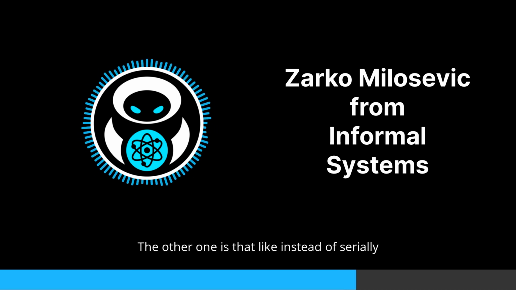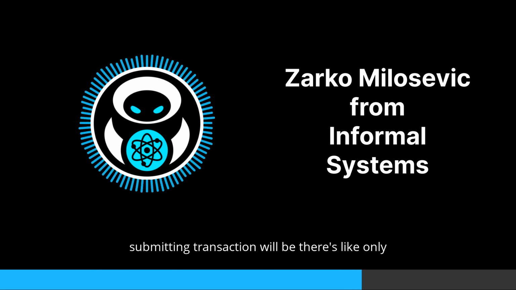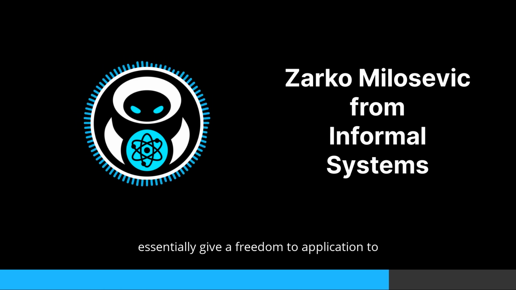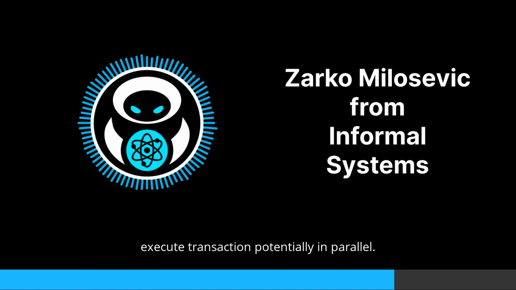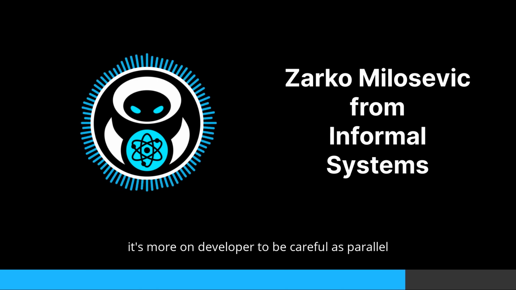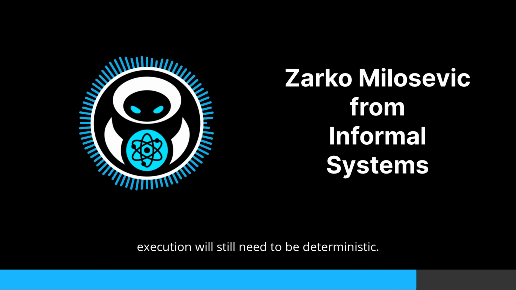The other one is that instead of serially submitting transactions, there is now only a finalize block API at the end of consensus execution, where you essentially give freedom to the application to execute transactions potentially in parallel. And this is the part where I was saying that now it's more on the developer to be careful, as parallel execution will still need to be deterministic.